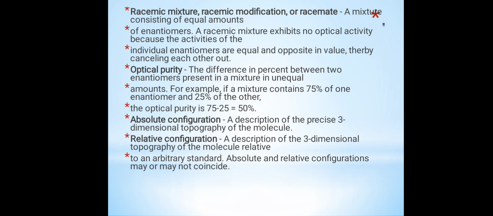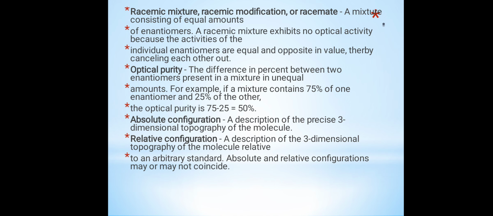Then the racemic mixture, also called a racemic modification or racemate, is a mixture of equal amounts of enantiomers. A racemic mixture exhibits no optical activity because the activities of the individual enantiomers are equal and opposite in value, thereby cancelling each other, because in a racemate the R isomer and S isomer are both there, so they cancel each other.